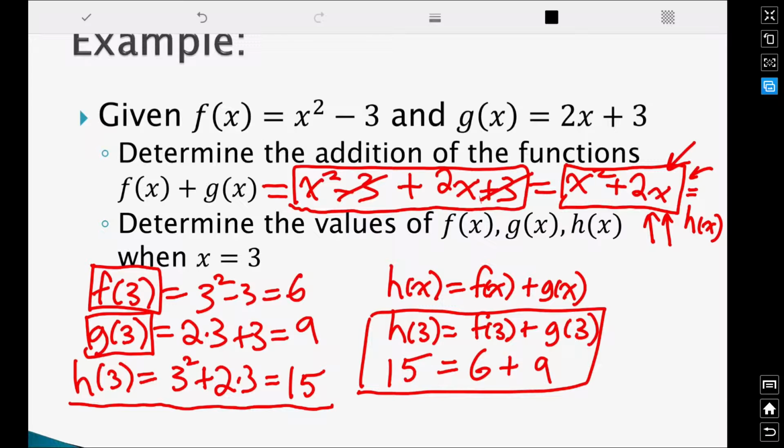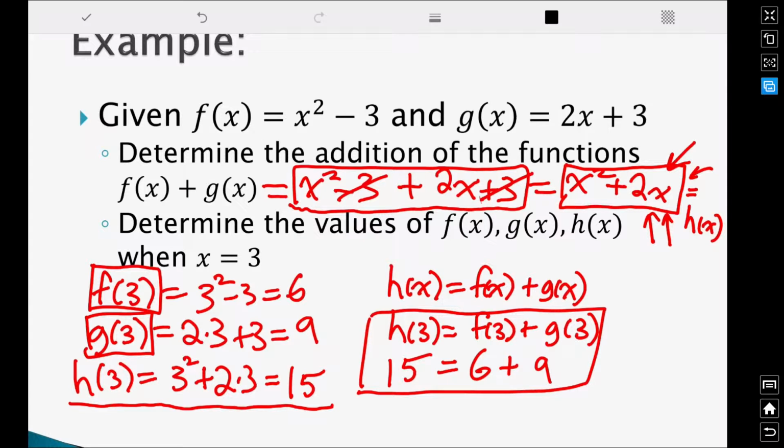Keep that in mind, because sometimes adding two functions together might be very difficult. It might actually be easier to evaluate one function at the value you're looking for, evaluate the other function at the same value, and just add them together.